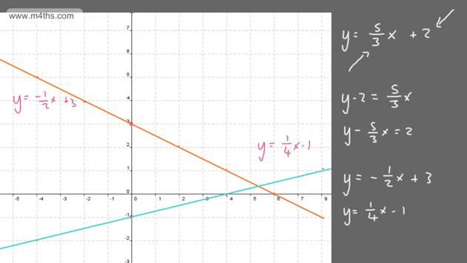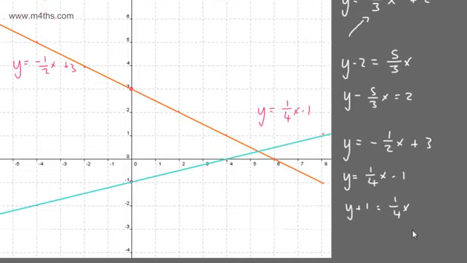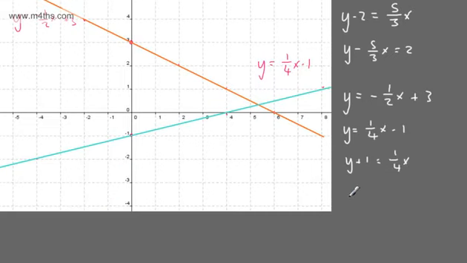Be aware that this could again be written in many different forms. You might have y plus 1 is equal to 1/4 x. You might have, for example, y minus 1/4 x is equal to minus 1. It could be in any form. If you get really unlucky, you might see it written as 4y plus 4 is equal to x. And that's where we've multiplied through by 4.